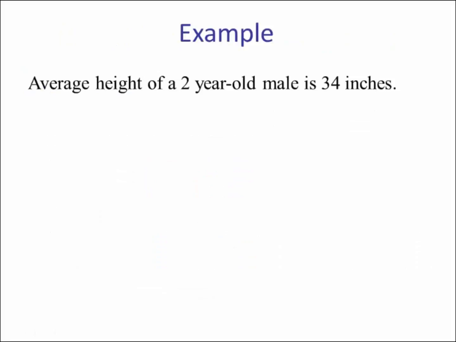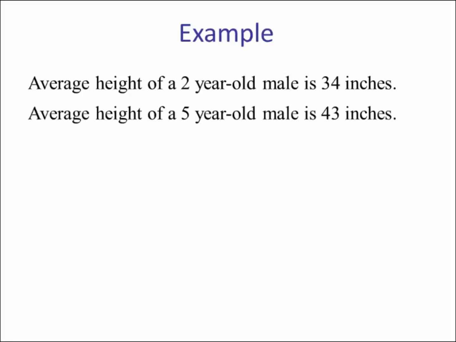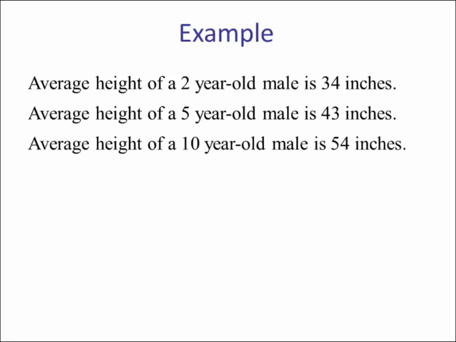The average height of a 2-year-old male is 34 inches. The average height of a 5-year-old male is 43 inches. The average height of a 10-year-old male is 54 inches. And we see the relationship: as the male gets older, his height increases.